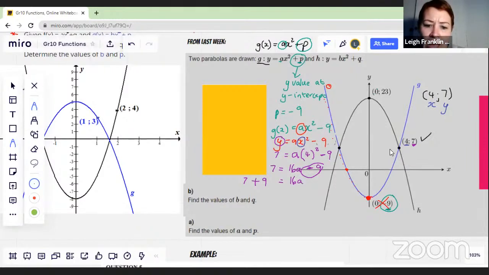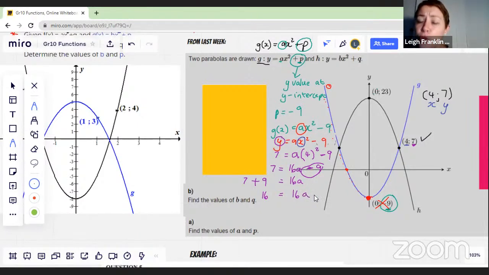Okay, so now I'm going to add 7 and 9 together. And what am I going to get, Naileti? 16. I'm going to get 16. Excellent. Well done. And now I'm going to get 16A on that side.